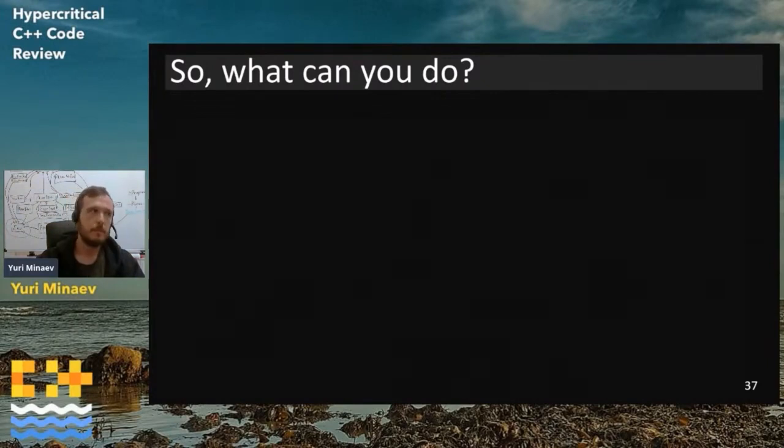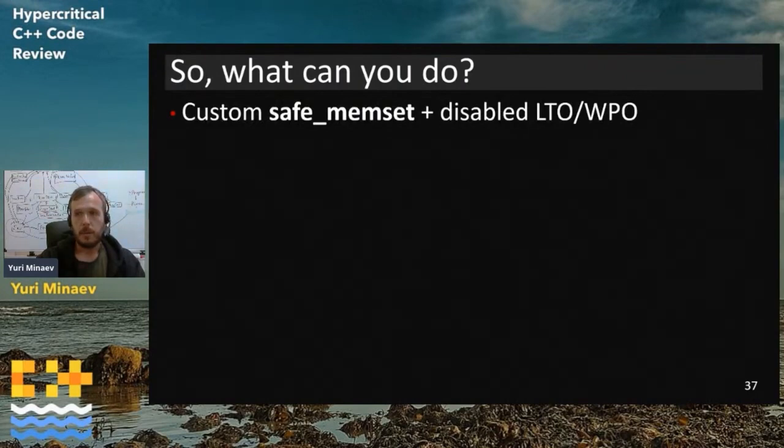Well, not much really, but you can do some stuff. You can write your own memset implementation, which will zero the memory out. You then hide it from the compiler, basically in a different CPP file, and just include it via a header. And an important bit here is, of course, disable link time optimization, because if you don't disable it, the linker will find the function, and inlining will still occur. The compiler will see what it does, and it will actually optimize it away, probably.